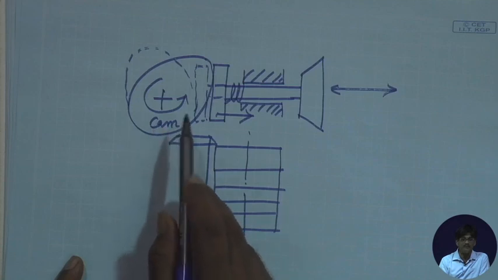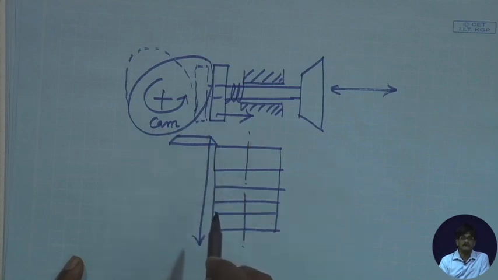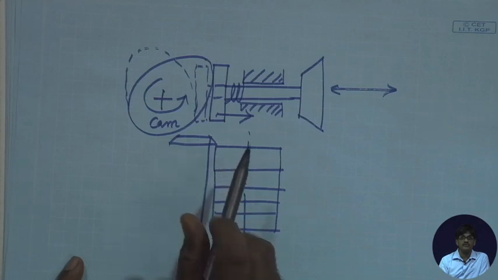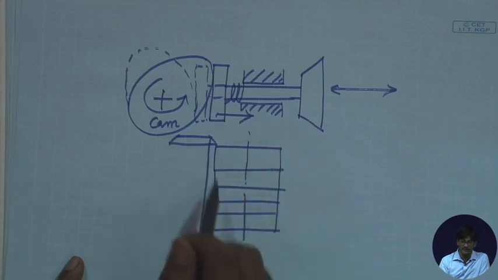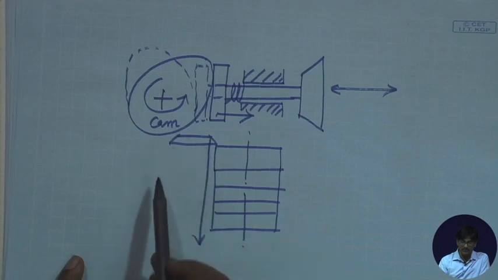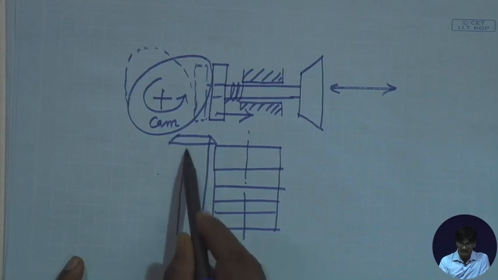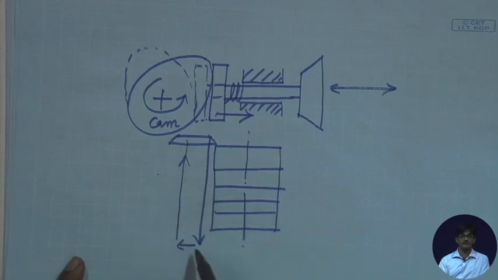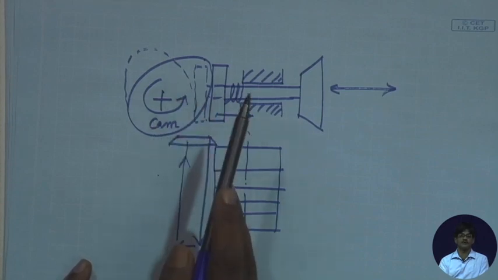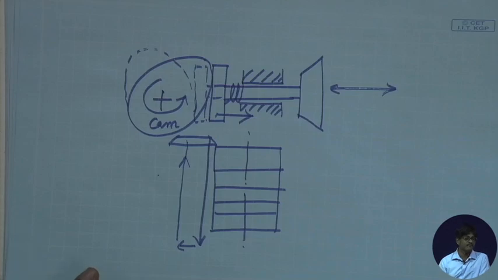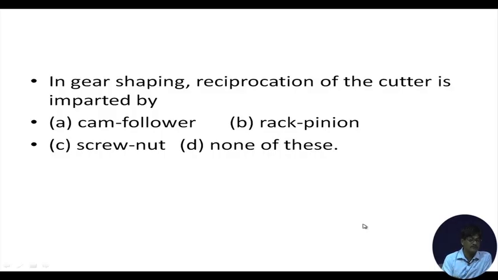So, cam and follower is out, but interestingly cam and follower is used in this particular machine for the small amount of relieving motion which is required when the cutter goes up. The cutter goes down, the cutter relieves itself and again moves up. This small motion can be realized by the help of a cam follower device. Okay. So, coming back to the question, we have cam follower, no.